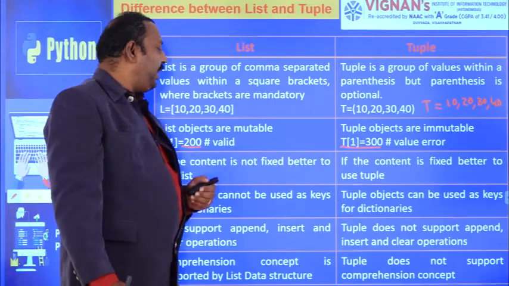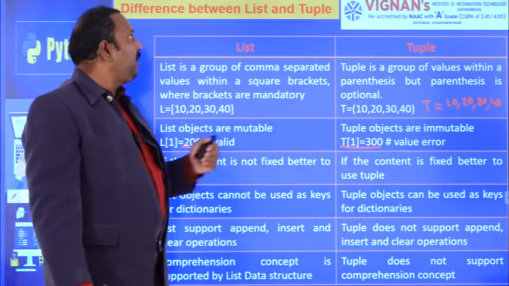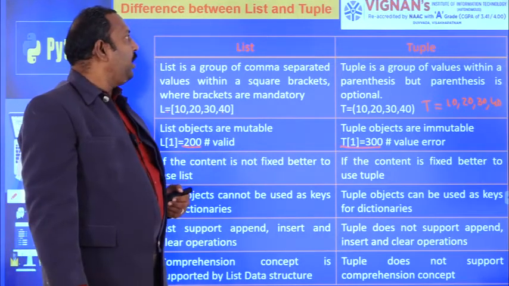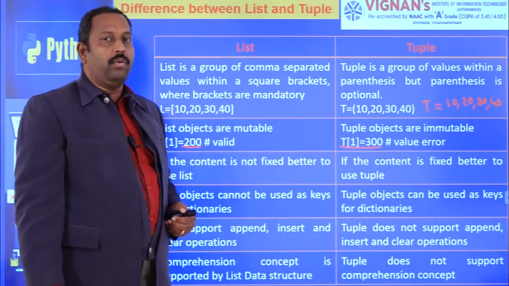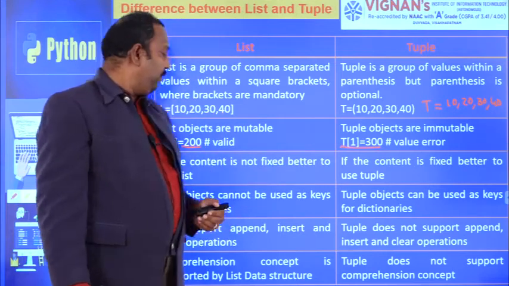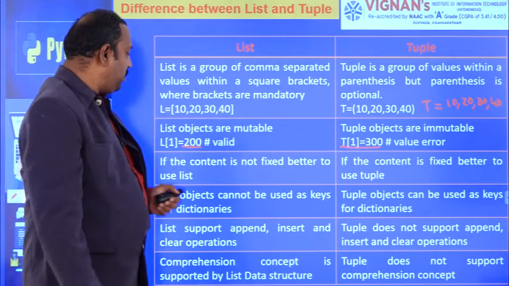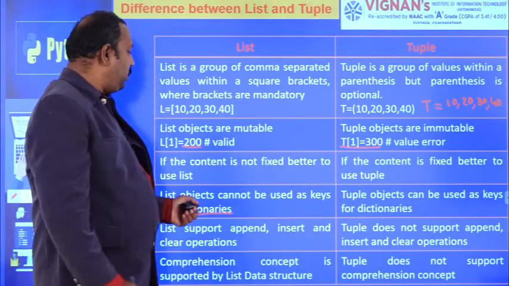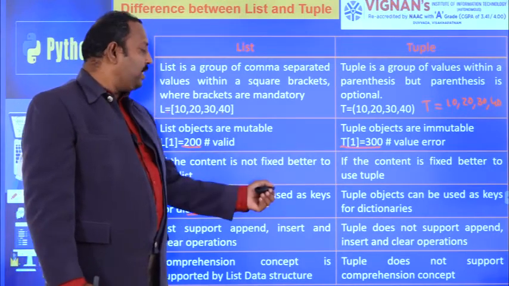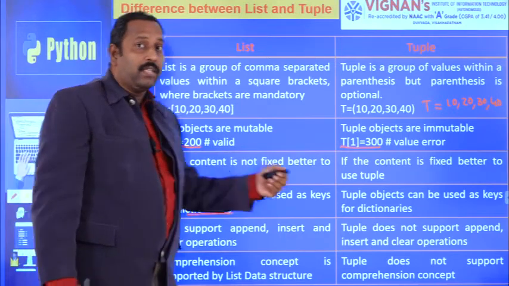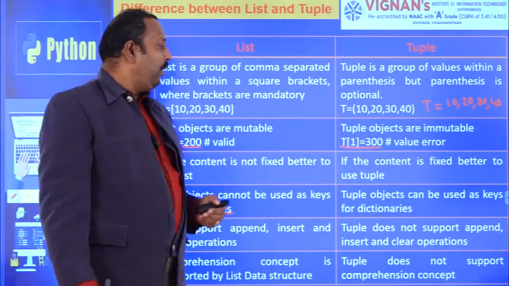The next one: if the content is not fixed, it is better to go for the list data structure. If the content is fixed, then it is better to go for the tuple data structure. And next, list objects cannot be used as keys in dictionaries. We will see the next concept called dictionaries; dictionaries use a concept called keys. So list objects cannot be used as keys in dictionaries, whereas tuple objects can be used as keys in dictionaries. This is allowed in dictionaries.